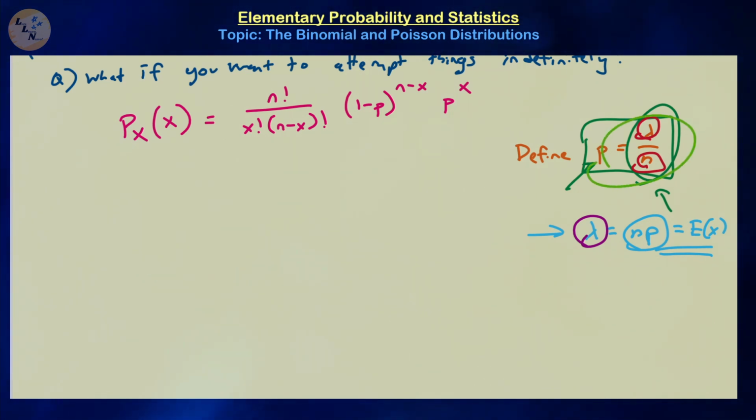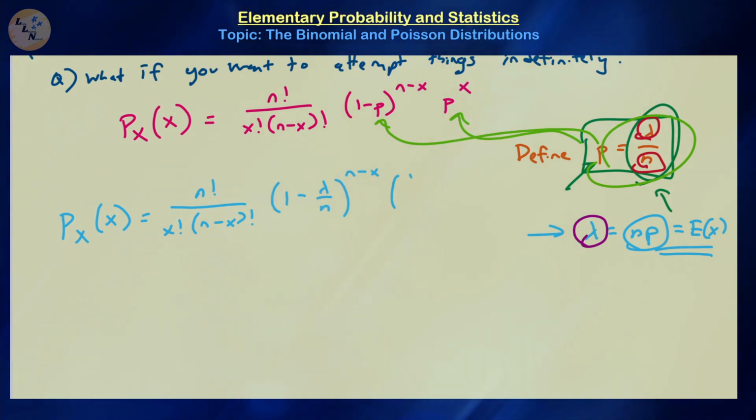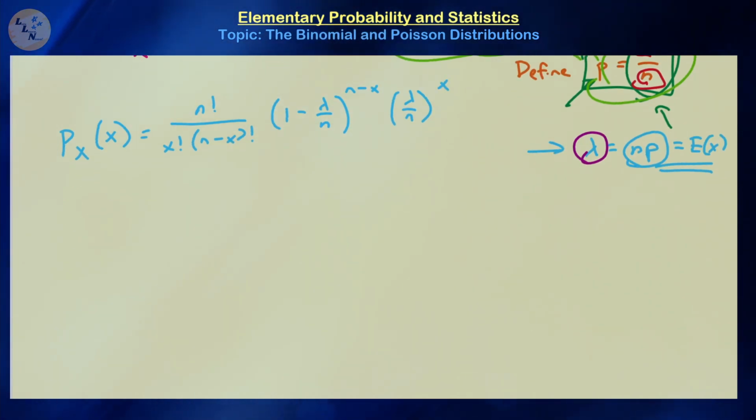So what we're going to do is replace that into our definition everywhere we see p, and we'll see what that comes out to. We're going to have P(x) equal to n factorial over x factorial times n minus x factorial, and then 1 minus lambda over n to the n minus x times lambda over n to the power of x. Now I'm going to rearrange this formula just a tad bit. If you're not strong in algebra, you can maybe ignore the step, or if you're strong in algebra, you can prove to yourself that this is indeed the case.